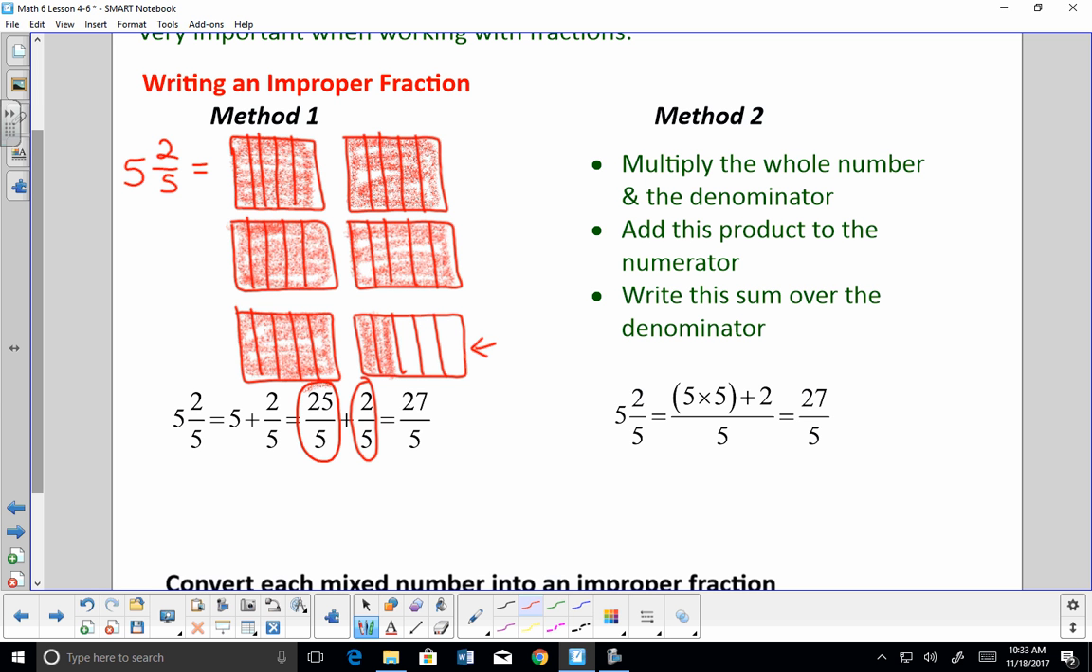Pictures are marvelous. They help you to see things, but they do take up an awful lot of space. And when your numbers get really big, like maybe you have something with a denominator of 32, I don't want to have to draw pictures where I have to break it into 32 little parts. So the second method is the method that I use most frequently, and that is what I call the clock method, because essentially you're going around in a clock like this. You're starting by multiplying the denominator by the whole number, adding that product to the numerator, and writing that sum over the denominator. So you're going around in a circle.